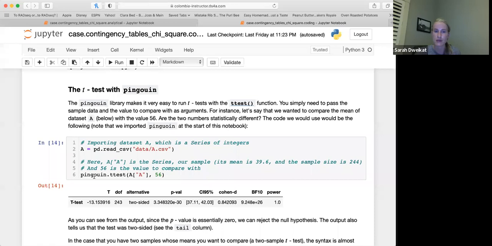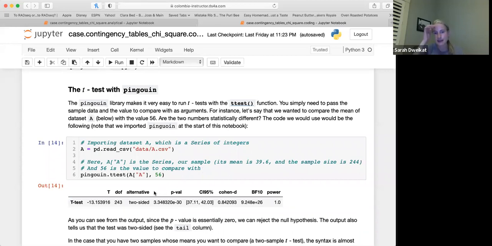You use the Pingouin package .ttest, and then we say this A, which is our series in the CSV, is that different from 56? So you could have put in any number here to see, is it different? And then our output is quite a few things. This is our T statistic, which is really just the difference in the normalized means. We have our degrees of freedom. It's 243 because our sample size is 244, and our degrees of freedom is our sample size minus 1.